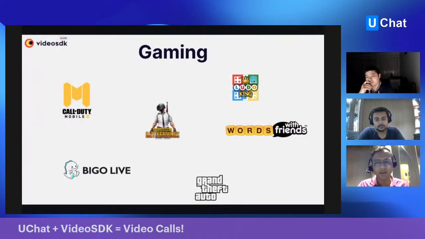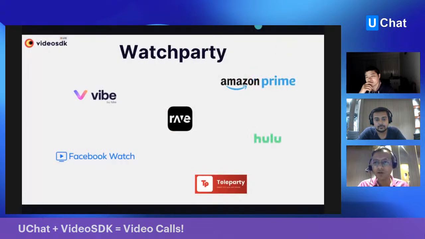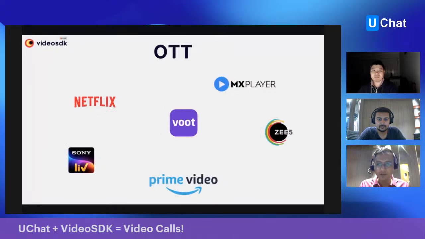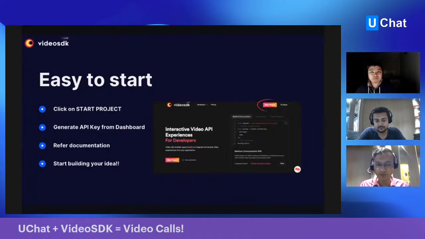Another one is the watch party. You might have heard about Facebook Watch, Vibe. What they're providing is that you can watch movies online. This might not be the best use case in the context of UChat, but if you are a developer, you can also build such kind of services. Similarly, OTT is another part where you can have such kind of services.